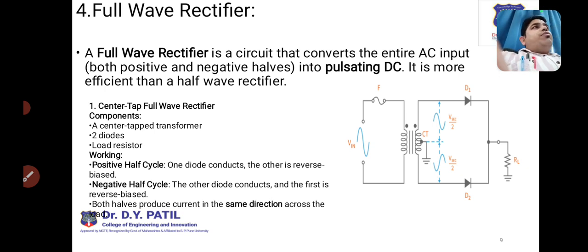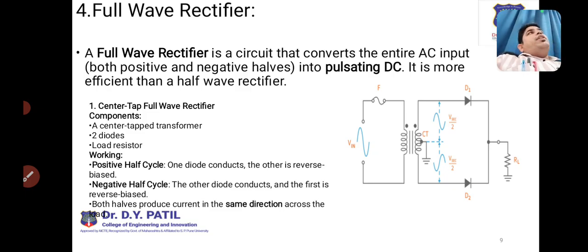When we feed the full cycle, at the output side we are getting the full cycle, but it is rectified. The work is to convert AC into DC. At the output side we are getting the full-cycle DC. So a full wave rectifier converts AC input into pulsating DC. It is pulsating, with some impurities present inside it.